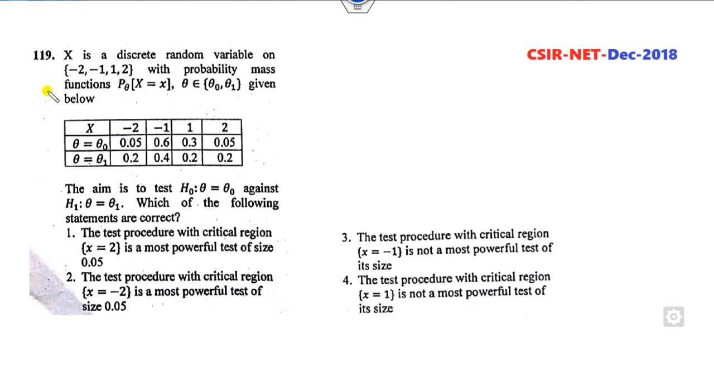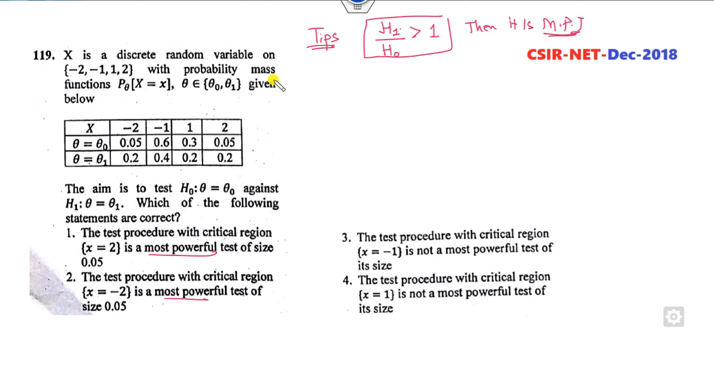Okay, look at this one. That's a very simple question related to the most powerful test. What is the tip for you? You have to find H1 over H0, which should be greater than 1. Then it is the most powerful test, otherwise not.